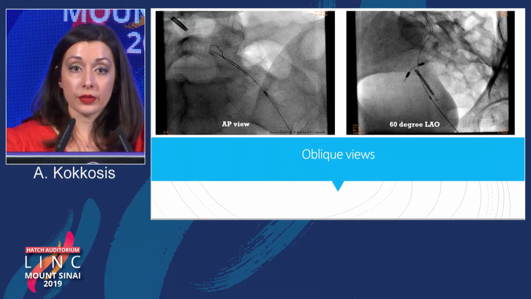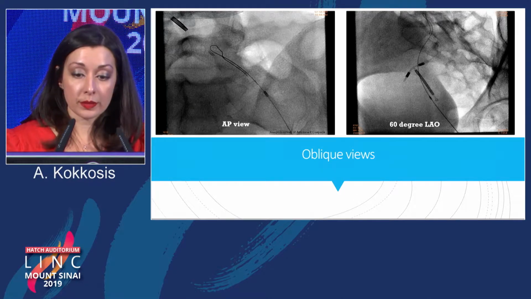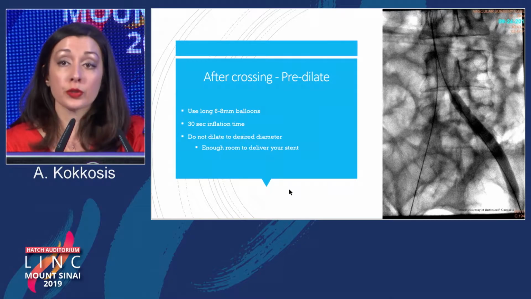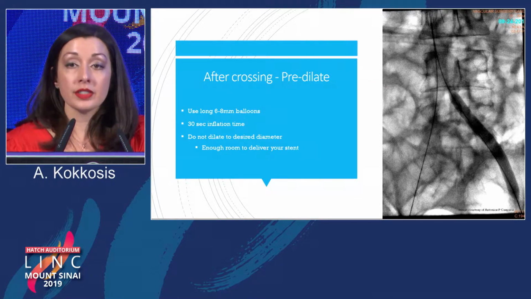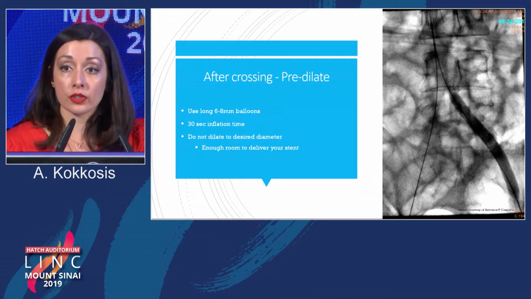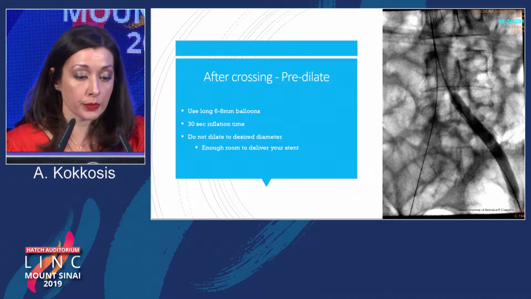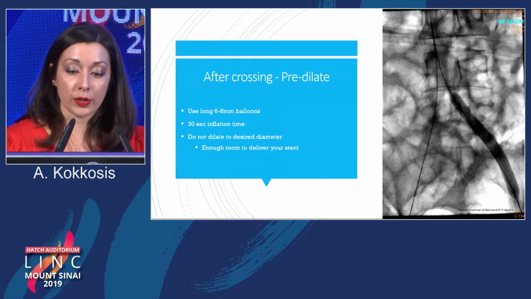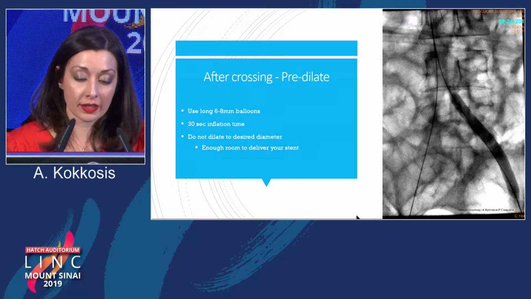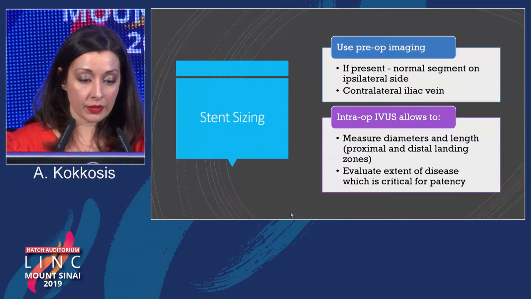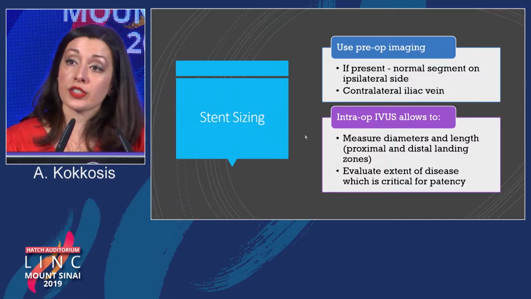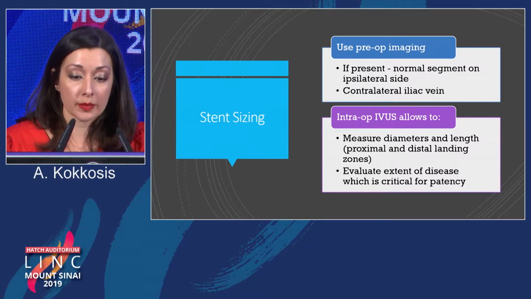Always get oblique views to ensure you're in the area you want to be, especially if you're crossing a chronic occlusion. And after you cross, pre-dilate. The pre-dilatation should not be a large balloon, really 6 to 8 millimeter, just enough to get your stent through. 30-second inflation time, because again, you want to make sure that you oppose that chronic thrombus against the wall.